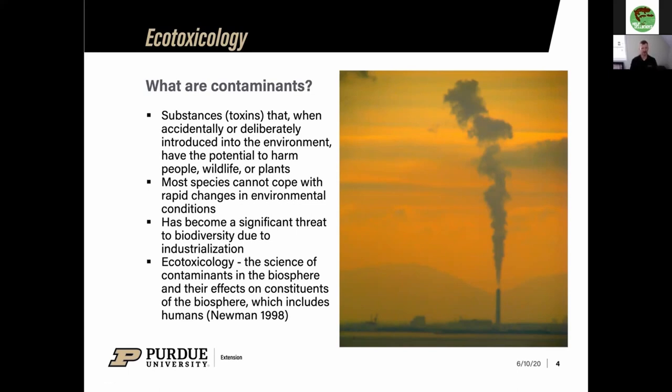But one of the things I also like to remind students of is that given this rapid expansion of the human population in 200 years, these are very rapid changes, okay? And for organisms, those rapid changes are very difficult for them to adapt and to kind of deal with. So our ability to cope with those changes is very challenging. And this is a significant threat for the past 200 years, especially since the time of industrialization. So the field of ecotoxicology, just very briefly a definition of this, is the science of contaminants in the biosphere and their effects on the constituents of the biosphere. And obviously this includes humans as well.